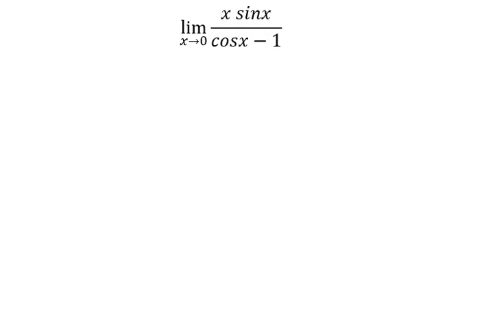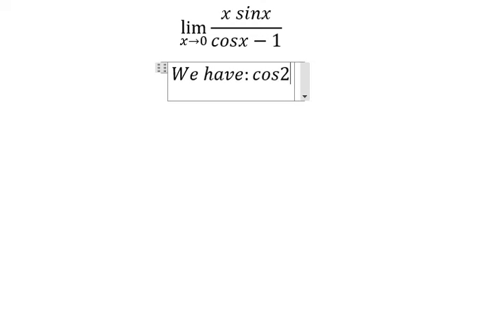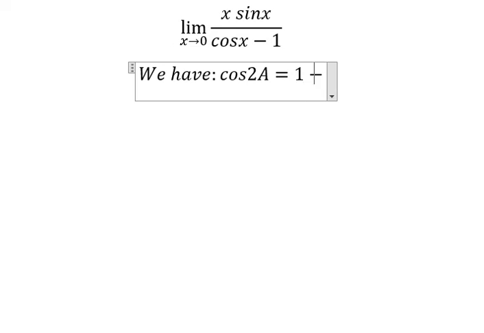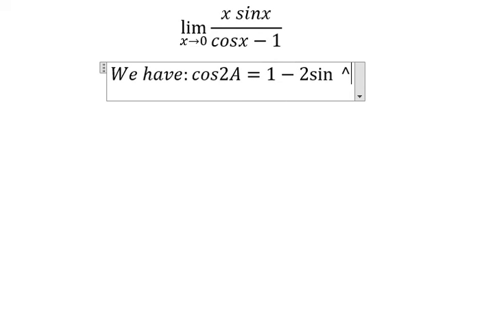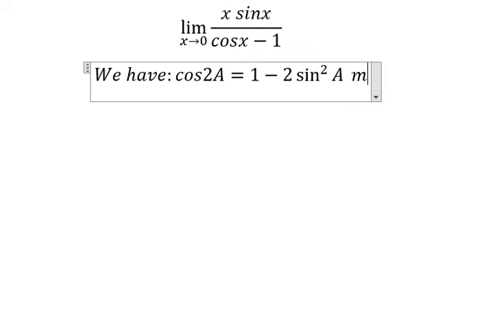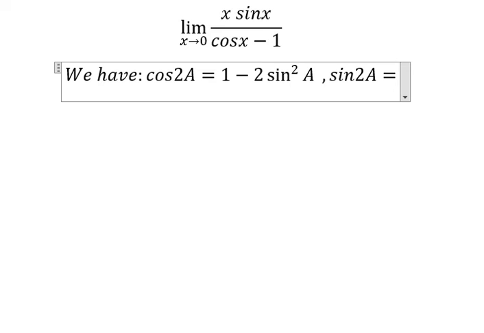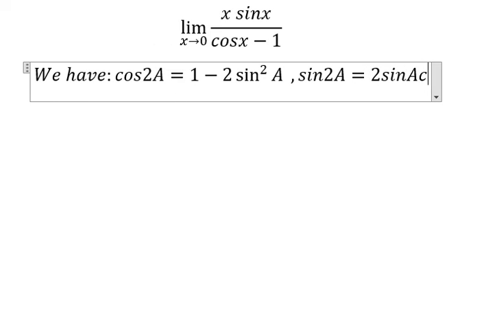We have the formula in here. Cosine 2x equals 1 minus 2 sine x squared. And the second one, sine 2x, that is about 2 sine x cosine x.